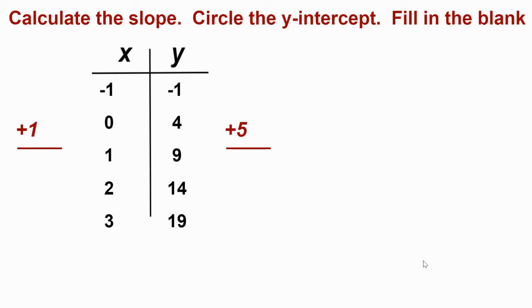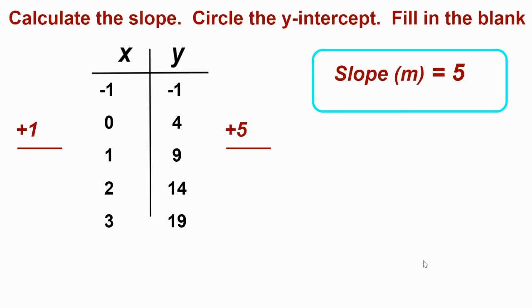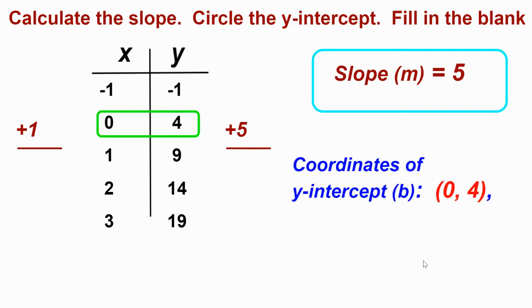Well, that means rise over run. Our slope is 5 over 1, or just 5. Right? Simplified to 5 right there. And what's the y-intercept? There it is right there. And again, that's the coordinate 0, 4. All right, everybody's great on this, so we just want to review that real quick.